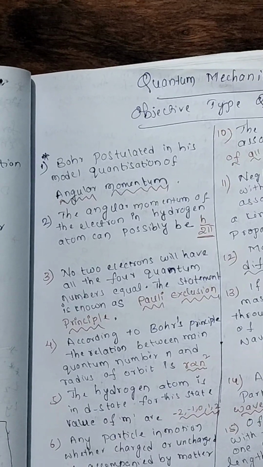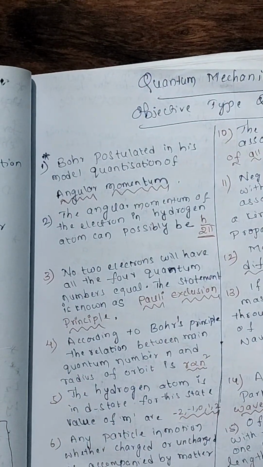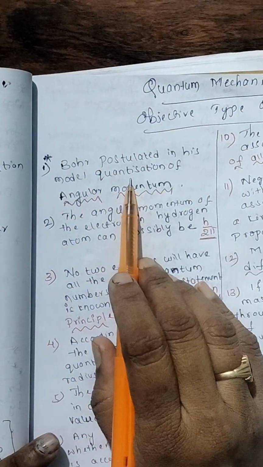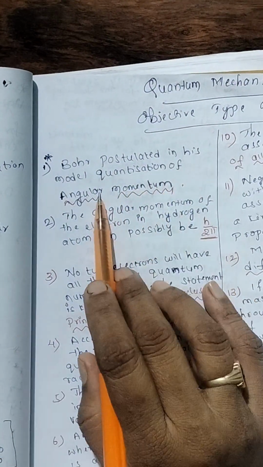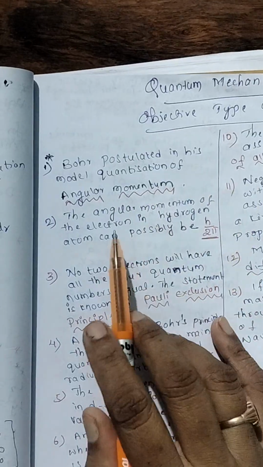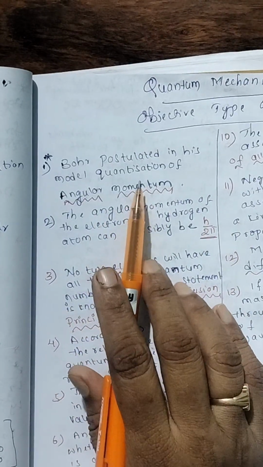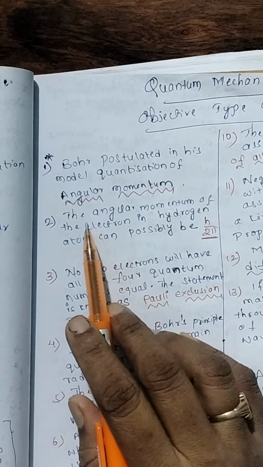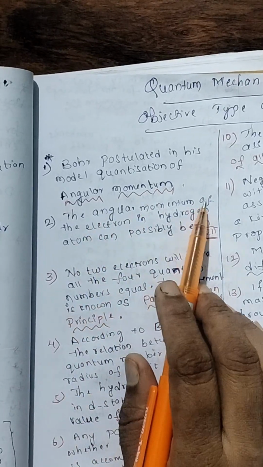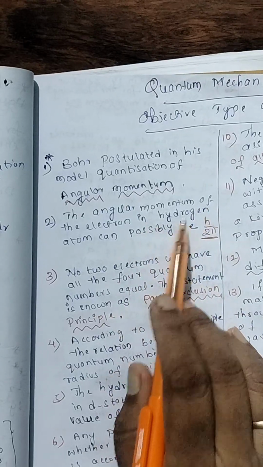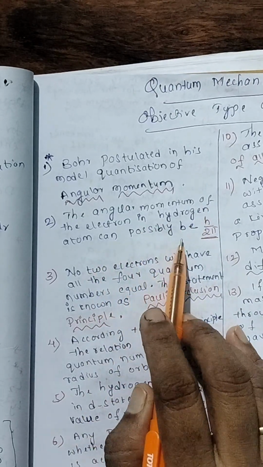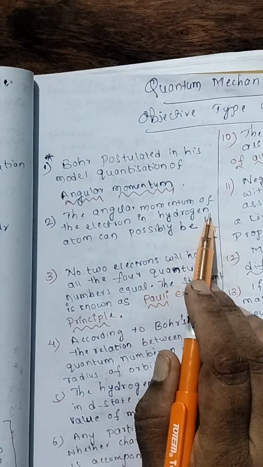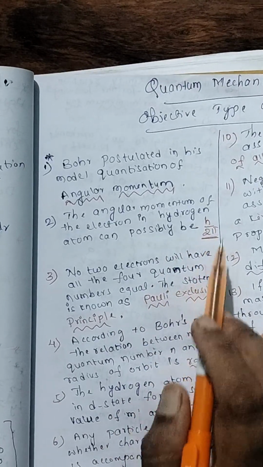The first one: Bohr postulated in his model quantization of angular momentum. So, the second postulate is about the angular momentum itself. Next, the angular momentum of electron in hydrogen atom can possibly be, what does the second postulate say? Angular momentum is equal to h by 2 pi, right?